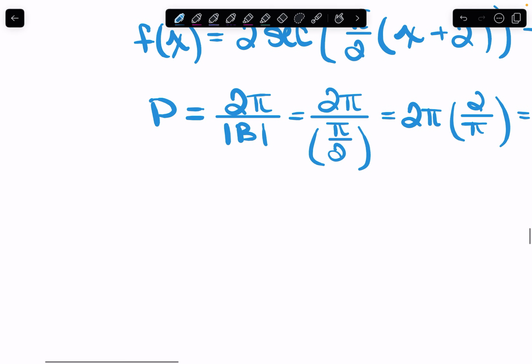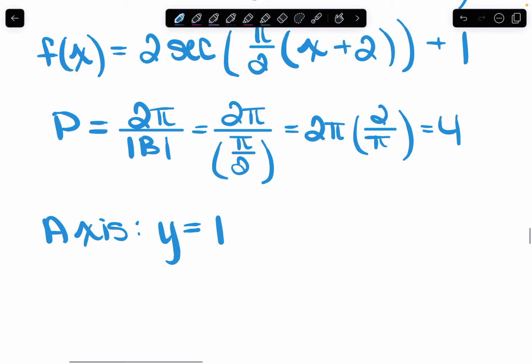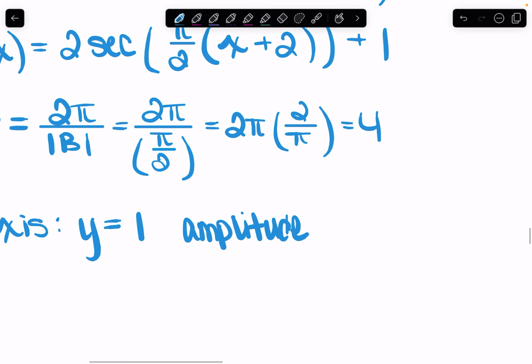The axis here doesn't really help you unless you like it written down to find your highs and lows. Again, that's up to you. Axis, we're not going to draw it on the graph at all, is y equals 1. And our amplitude, which is going to be the distance from that axis to where we're going to turn our highs out and turn our lows out, is going to be 2.